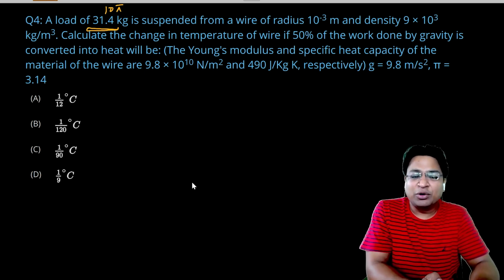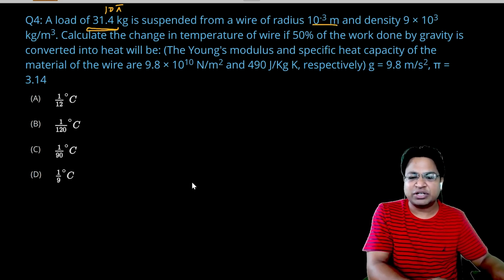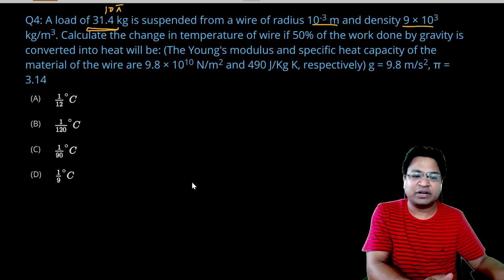Let's proceed. A load of 31.4 kg is suspended from a wire of radius this much and density this much. Okay, so you see that the radius is quite small, the density is whatever, and the length is not given. Calculate the change in the temperature of the wire, if 50% of the work done by gravity is converted into heat.